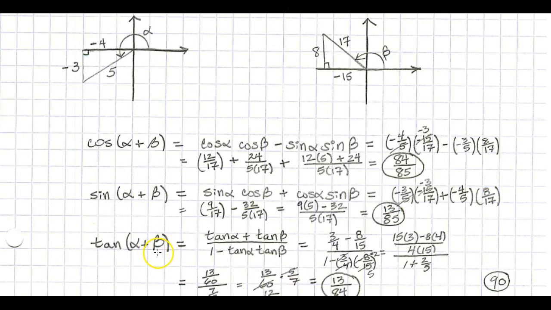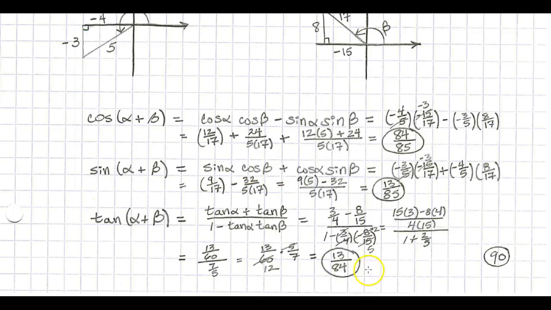Tangent of alpha plus beta, well, that's tangent of alpha plus tangent of beta over 1 minus tangent of alpha tangent of beta. Plug all those in, you get 13/84.